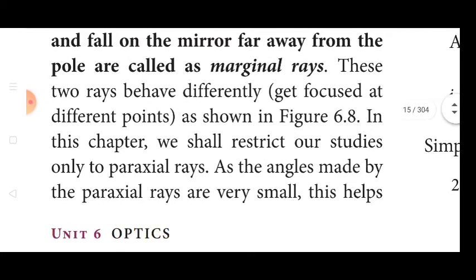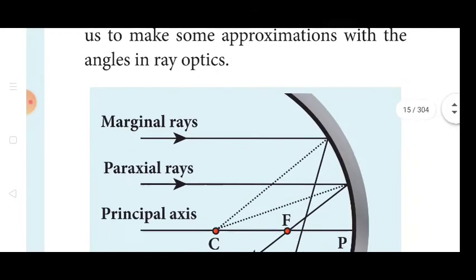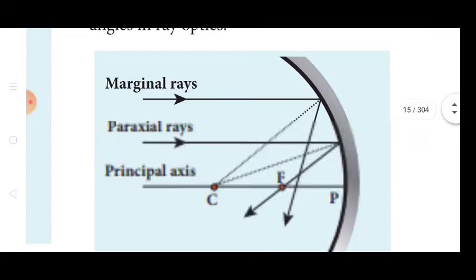This helps us to make some approximation with the angles in ray optics. You can see this diagram clearly. See the marginal rays which are parallel to the principal axis, which makes some angle. See the paraxial rays which are very close to the principal axis, making a small angle with the mirror.